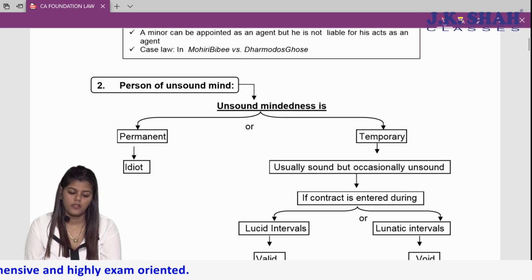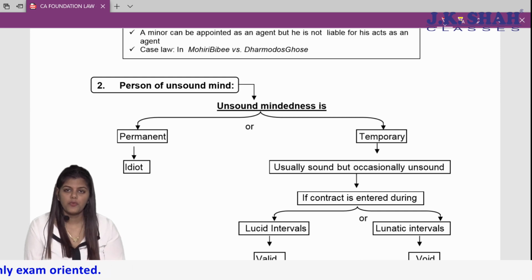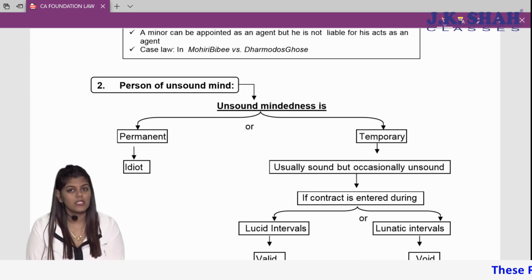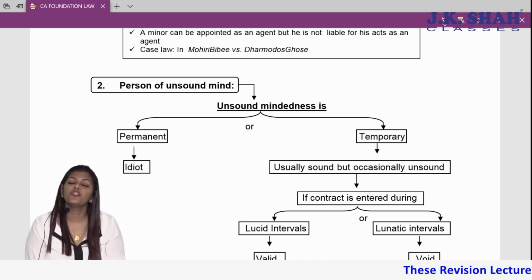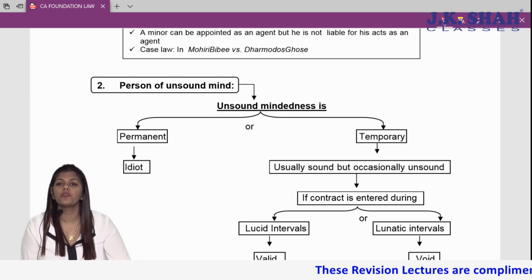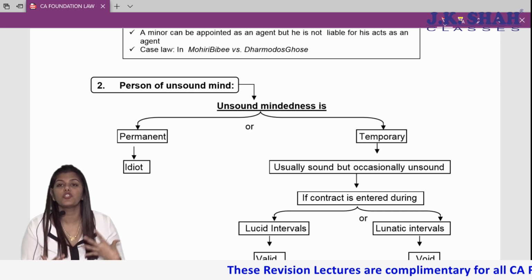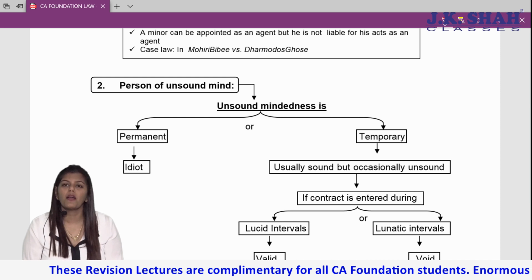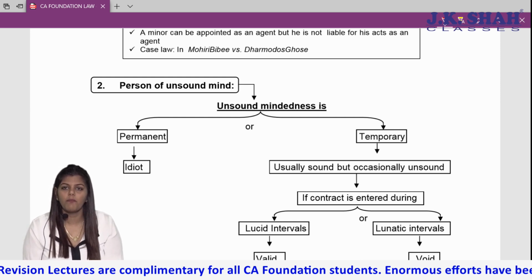Second point, pretty weird, unsound mind. Simple words में पागल, but ऐसा नहीं बोलेंगे हम. इसमें भी definition है. Person of unsound mind is a person who is not capable of understanding the terms of contract and forming a rational judgment. जिसको नहीं समझा, पागल. वो पागल नहीं, इसका मतलब पागल.